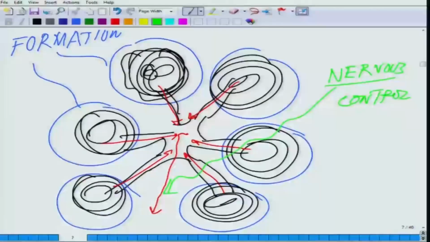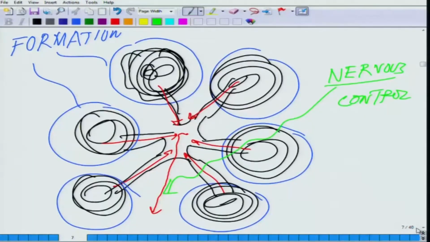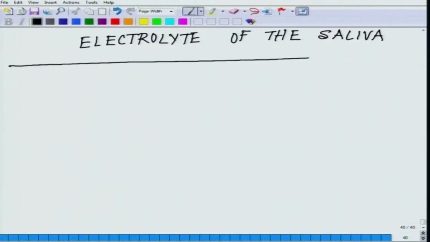So, coming back to the next slide. Okay. What we will do now, this is one thing that slipped out of my mind. I told you the composition, but I did not tell you the electrolytes in the saliva. I will come to that, and then again I will come back to the acinar structure, because this will help you to realize something. Electrolytes of the saliva, and then we will come to the formation again, because there is a very tightly regulated electrolyte concentration.